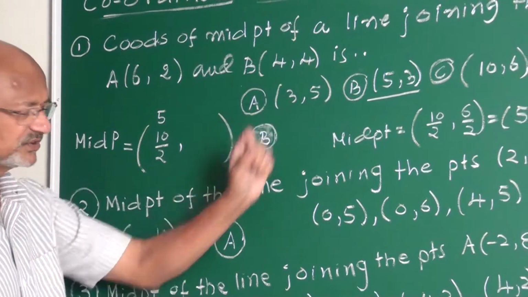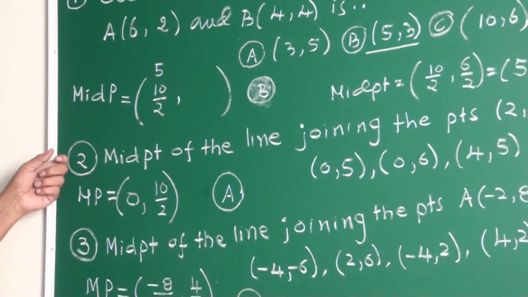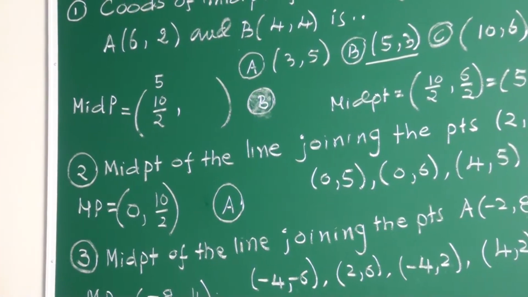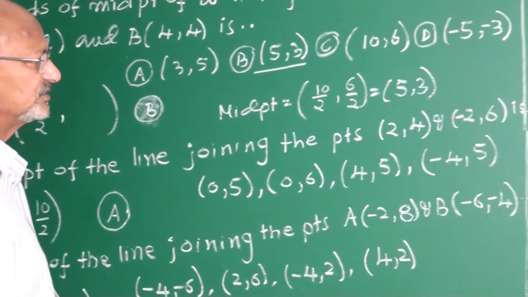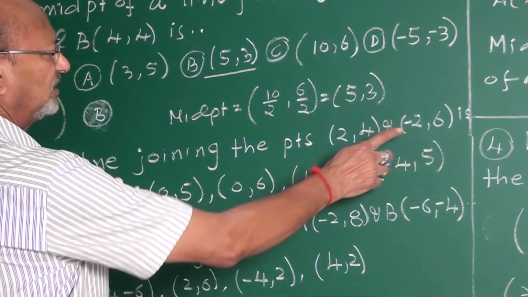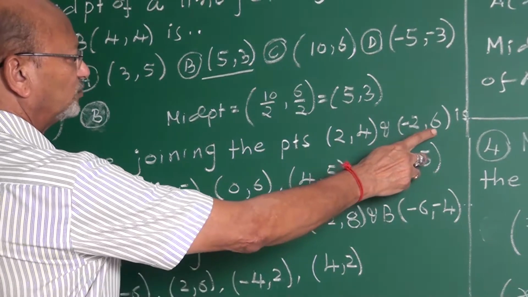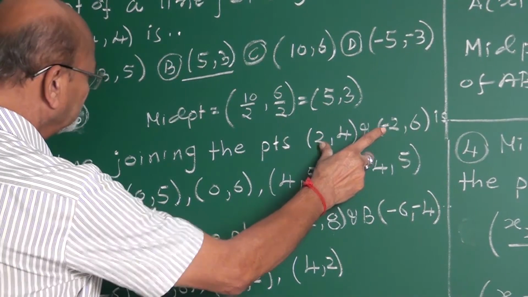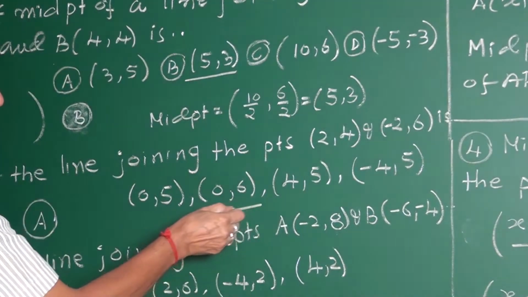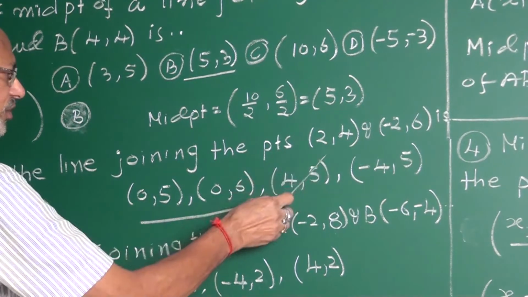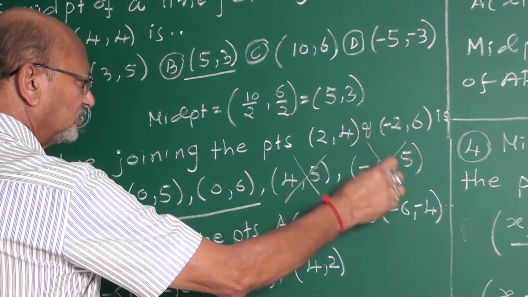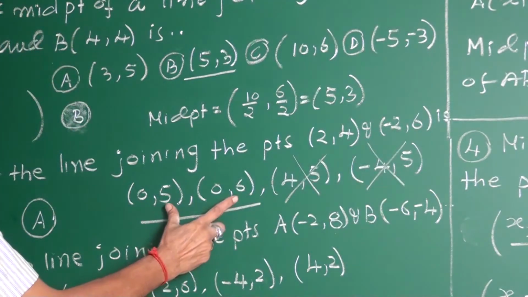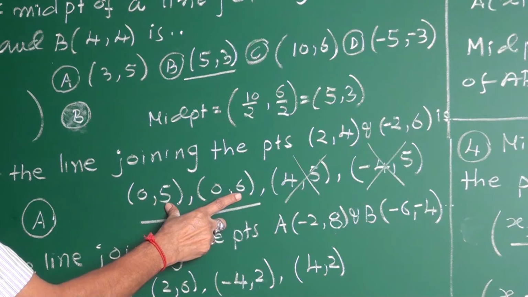Where to mark, my friends? Second question. Midpoint of the line joining these two points (2, 4) and (-2, 6). Anyway, what is the x coordinate? 0 is your answer. These two options, my friends, are gone. It is not 0. In these two, the next decision is with the y coordinates.